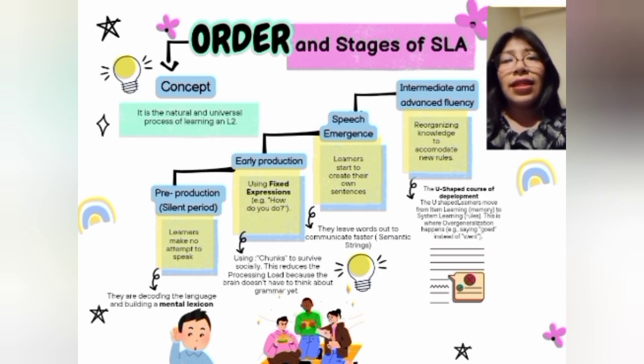And the last one is the restructuring, the intermediate and advanced fluency. This is the stage where our brain moves from memory to rules. This creates the U-shaped development. If a student says "I eated it," it's actually a win because it means that the brain is successfully reorganizing the system to master the language.